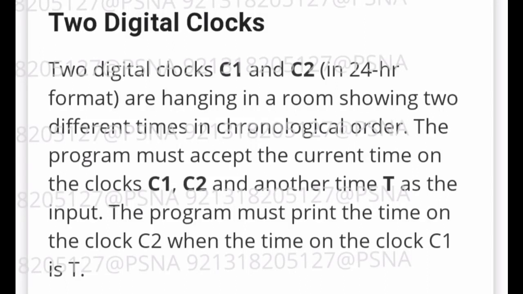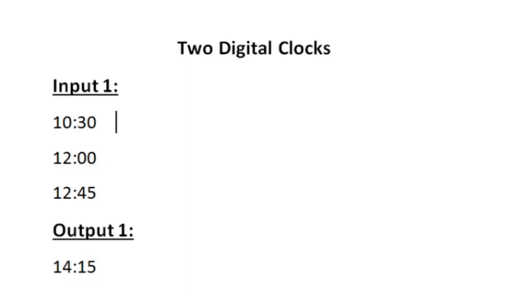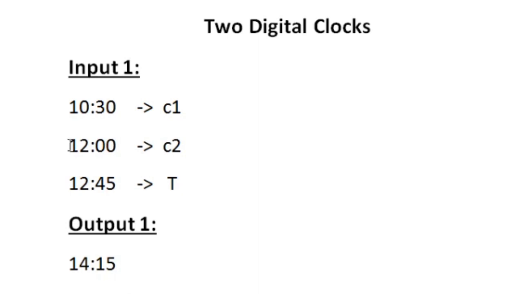This is the question asked in today's SkillRack daily challenge. So we are given 3 lines of input. The first line represents the time shown by clock 1, the second line represents the time shown by clock 2, and the third line is the value of t. So these are all the 3 given times. Now we have to print the time that will be shown by clock 2 when the time in clock 1 becomes equal to the value of t.